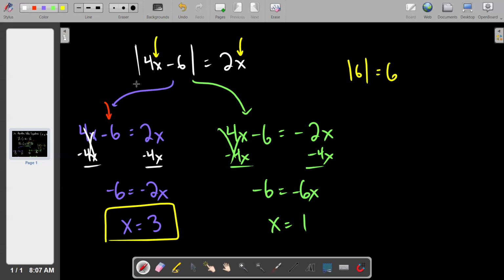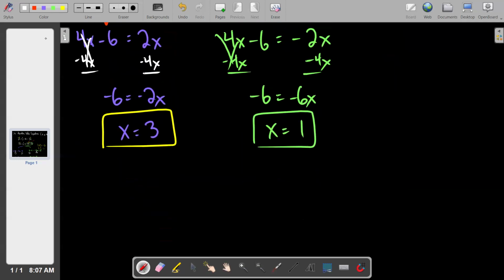If you put in 1, where the little yellow arrows are pointing, you get 4 times 1 is 4. 4 minus 6 is -2. So we have the absolute value of -2 being equal to 2 times 1. True or false? Very true. So we box them both. Okay, got the idea?